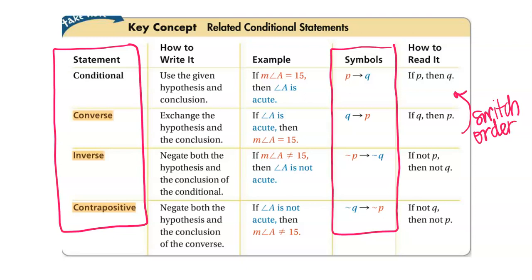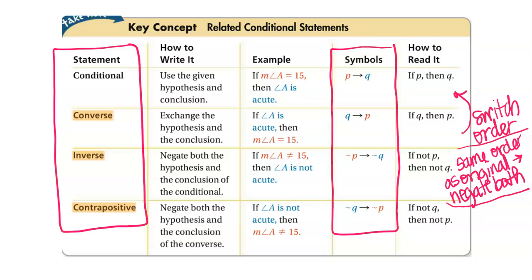Okay, so to go from the conditional to the converse, you're going to switch the order of the original one. The inverse, the same order as the original, and negate both. The last one, the contrapositive, switch the order of the inverse.